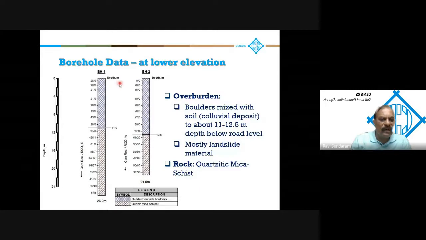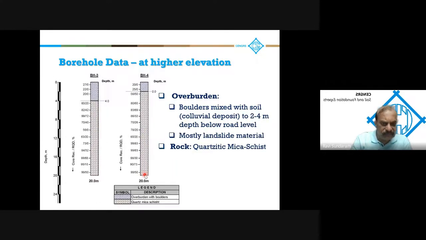At the lower elevation, we had the colluvium or boulder soil matrix to about 11 to 12.5 meter depth. This is all mostly landslide material. And then below this, we got the quartzitic mica schist. At the higher level, the thickness of the slide material was a little lower, 2 to 4 meters, and then you had the rock.